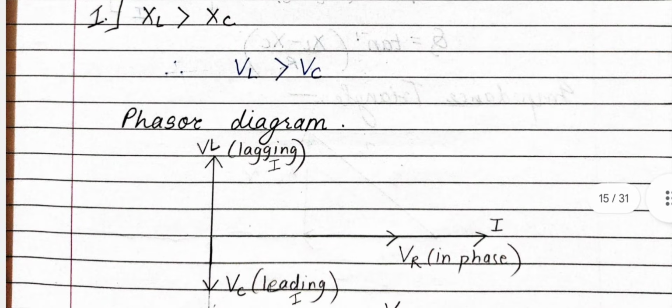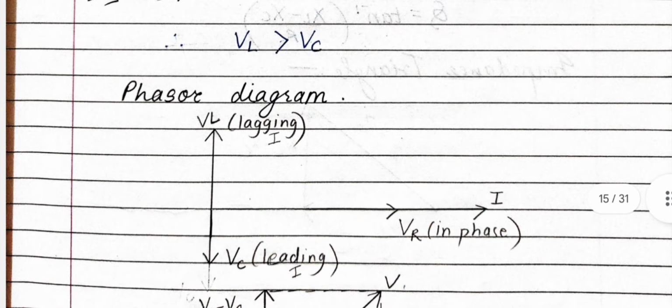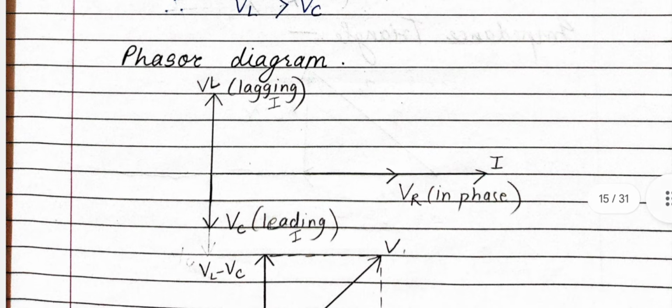Then the first case you have to start with, that is XL greater than Xc. Now XL is inductive reactance, and Xc is capacitive reactance. So as XL is greater, we can conclude that VL is greater than VC. That means voltage across inductance will be greater than voltage across capacitance. So how can you draw the phasor diagram for it? See, as VL is greater than VC, you have to show the VL ray greater than the VC ray. In this case you have to consider VR on the x-axis, and make VL and VC on the y-axis.